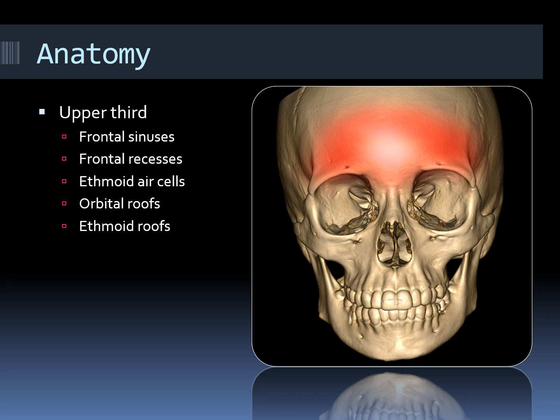For a better assessment of the facial area, we divide the face into three parts. The first is the upper third. The upper third of the face here is composed of your frontal sinus, the frontal recesses, the ethmoid air cells, the orbital roofs, the ethmoid roofs.